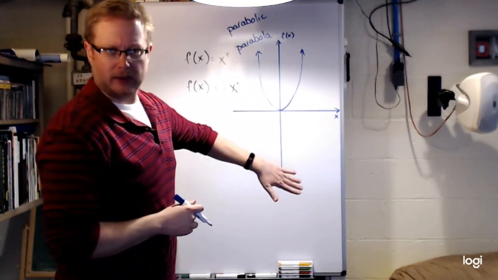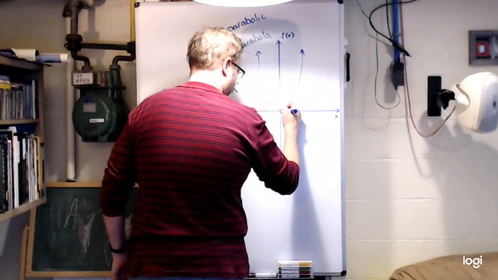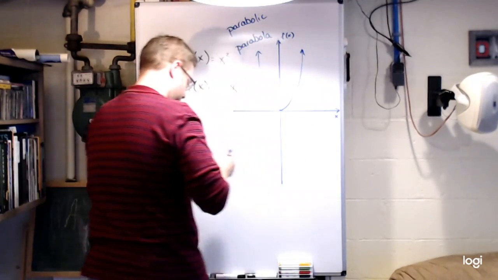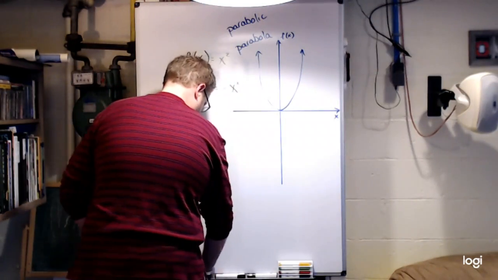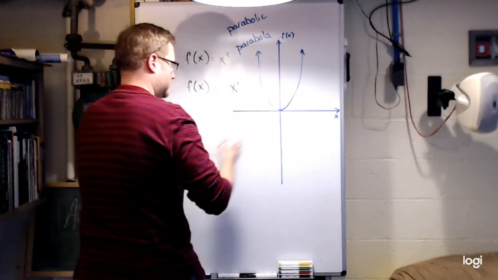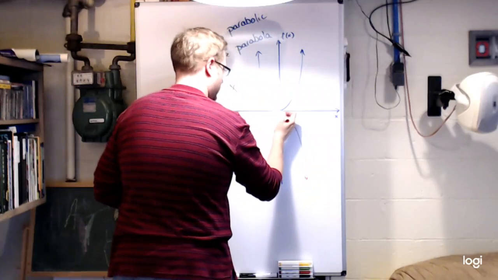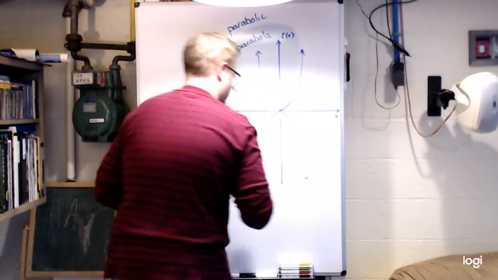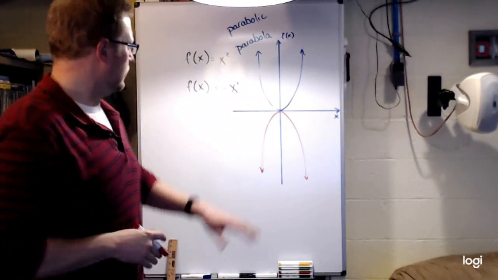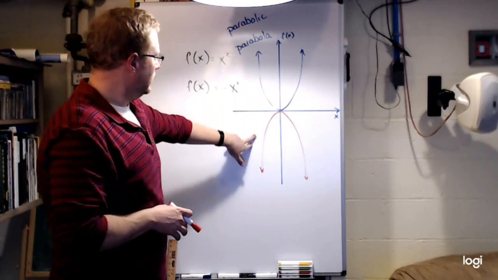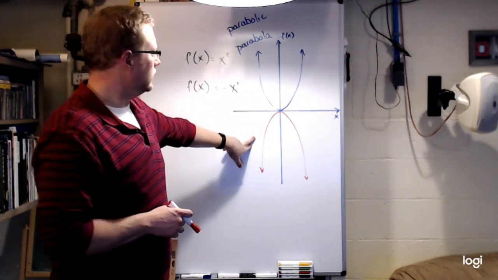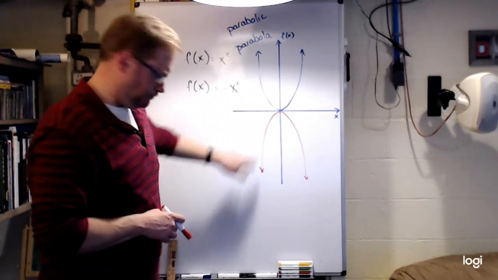If I took this one, f of x equals negative x squared, and I graphed it, that just flips it upside down. And it would look something like this. Here, I'll use a different color, just so we can distinguish the two. So it would look something like this. Okay? So that's f of x equals x squared, f of x equals negative x squared. But this is what we're talking about.